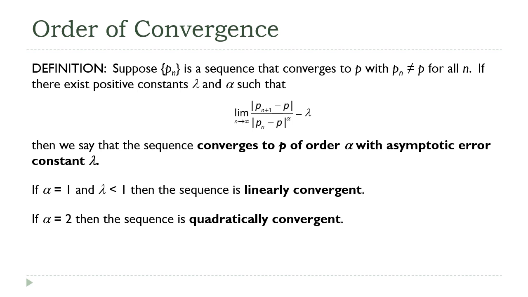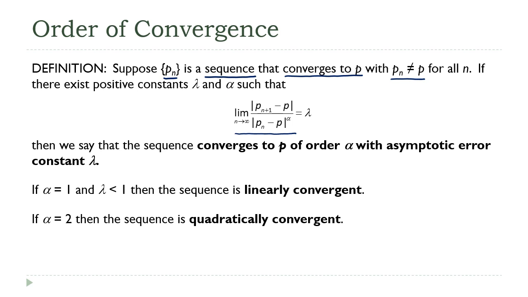So first, we're talking about a sequence, and we know that the sequence converges. We have this extra requirement here that no individual term of the sequence is ever actually equal to that point that it's converging to. With that setup, if there exist positive constants, lambda and alpha, such that this limit exists, then we're going to say that the sequence converges to p of order alpha with asymptotic error constant lambda.